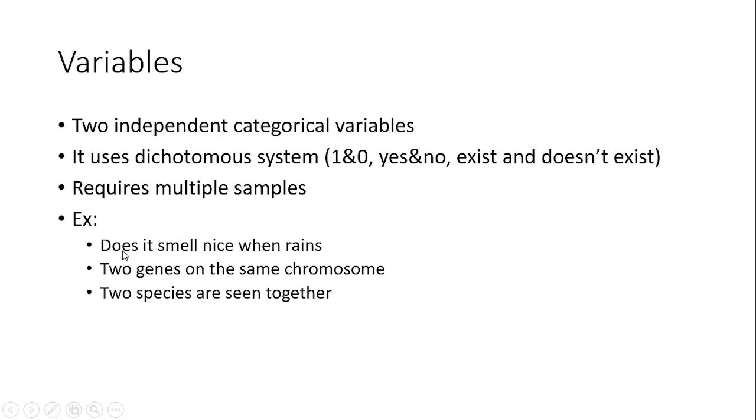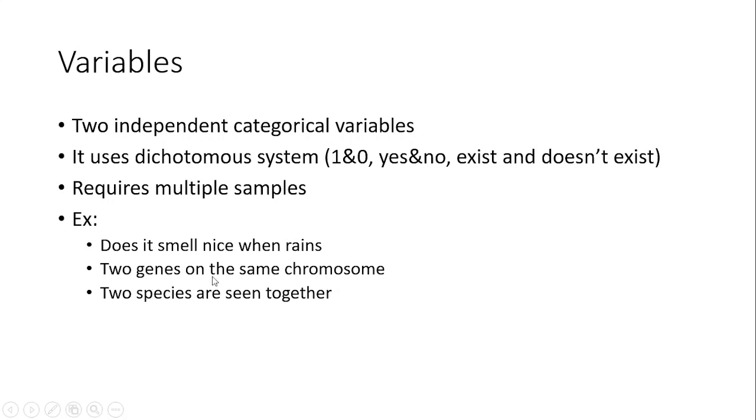Let me give you some examples. Let's start with an easy one: does it smell nice when it rains? So you would have two independent variables, smelling nice and raining, and these are two categorical variables, because for rain you would have one and zero. A dichotomous system: does it rain or doesn't it rain? Does it smell nice or does it smell bad?